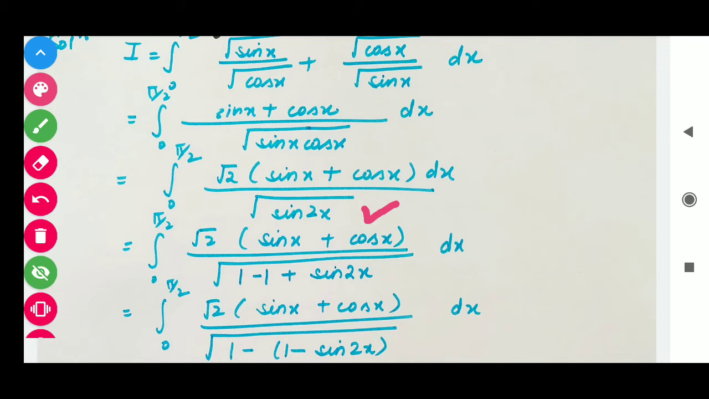This is a very important concept, students. This type of question comes in CBSE. Here you have to notice one thing: if in the numerator we have sin x plus cos x, then we have to make the formula in the denominator. After putting, we get the derivative like this.